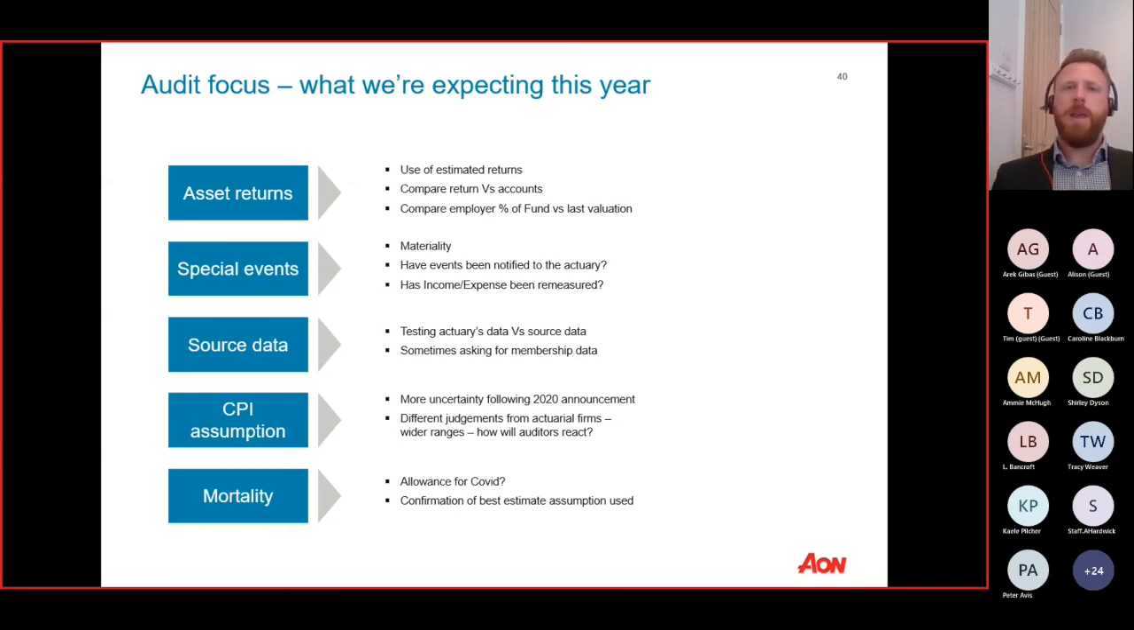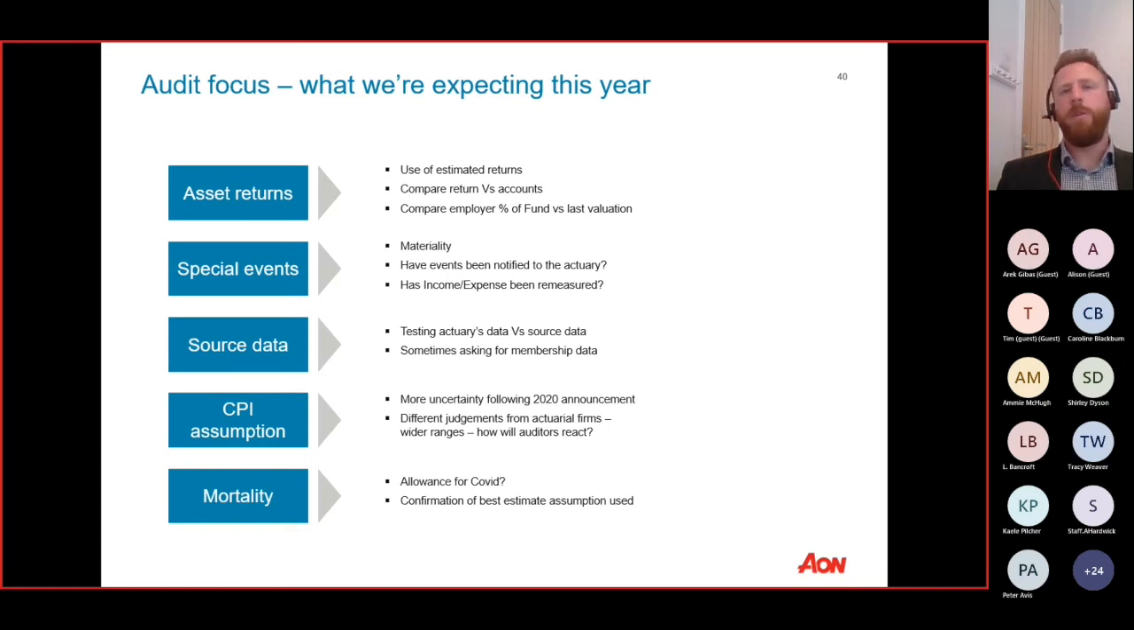The next item is the CPI assumption. As you could probably tell, given the amount of detail I went into on that earlier, it is a bit of a contentious issue this year. We've already been through a round of negotiations with auditors as part of the March exercise. So as I said, I think we're in a pretty good position now. We hopefully won't get many queries on this.